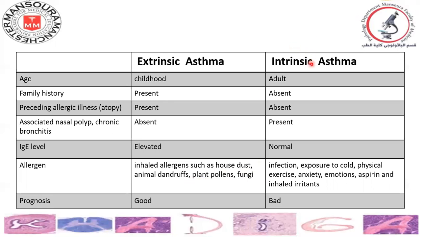While intrinsic asthma occurs in adults with no family or genetic history of atopy or allergic disease, commonly associated with nasal polyp and chronic bronchitis. The IgE serum level is normal. It occurs on exposure to infection, physical exercise, emotions and anxiety, drugs, and inhaled irritants. The prognosis is bad for intrinsic asthma, in comparison to the good prognosis for extrinsic asthma.